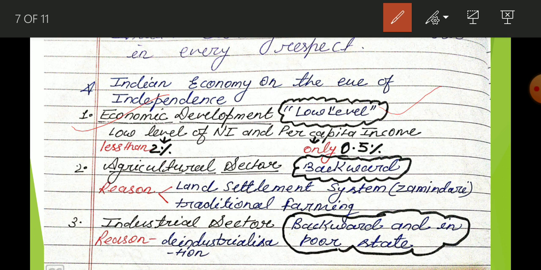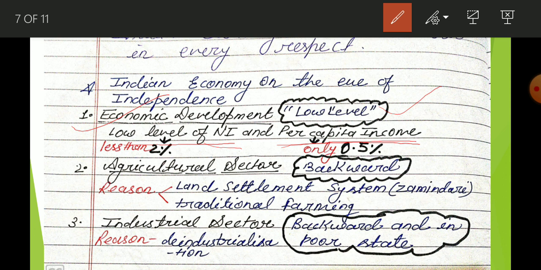Okay, first is national income and second is per capita income. So I think you now know what national income is. National income is the net money value of all final goods and services produced by normal residents of a country during an accounting year. So when there is a low level of national income and per capita income, we are going to say that our economic development is very low.